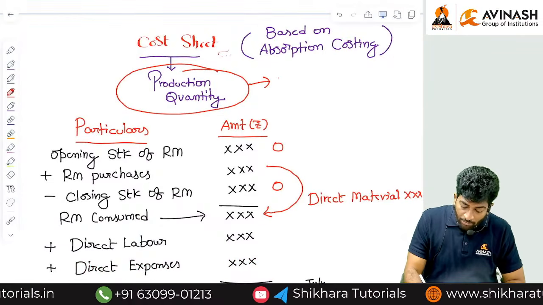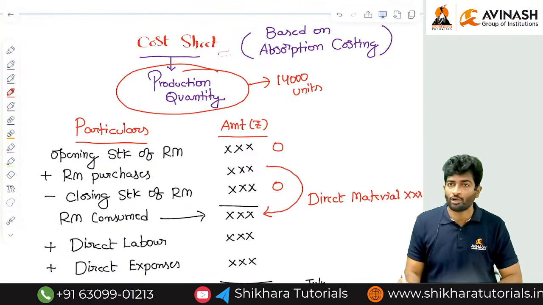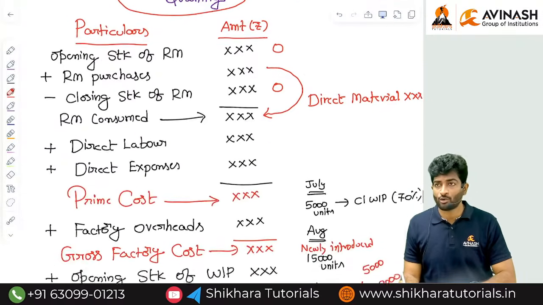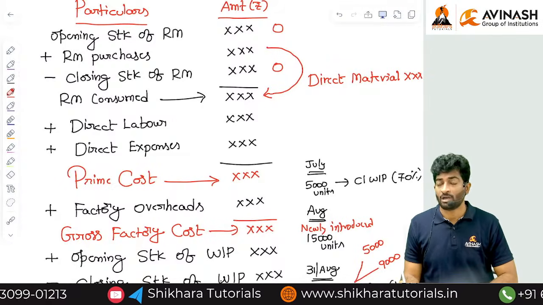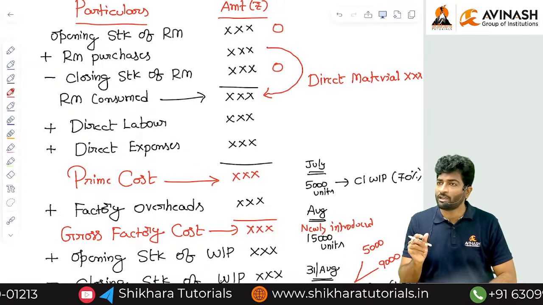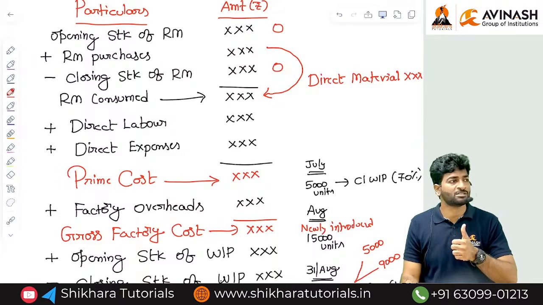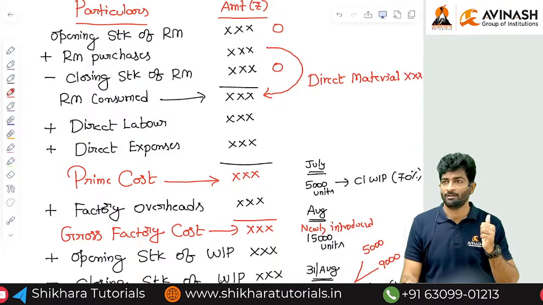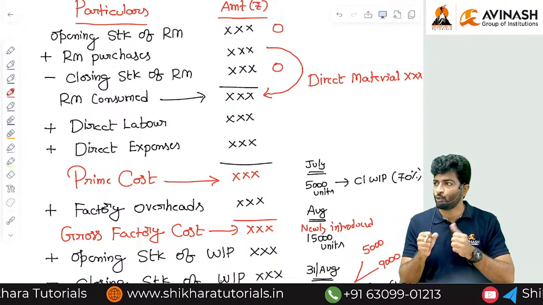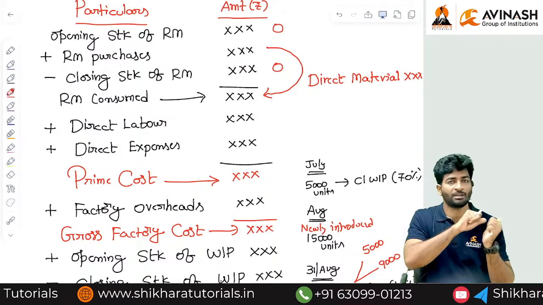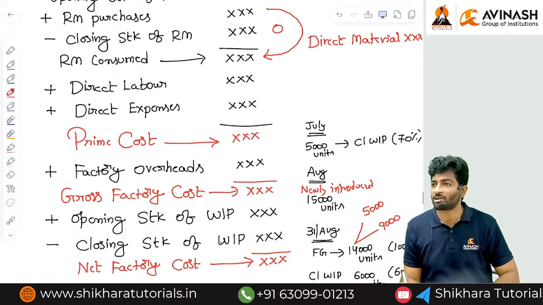And you want to prepare the cost sheet of fully completed units, which is nothing but 14,000 units. In this 14,000 units, you have 5,000 units, right? But in this August month, you have incurred only 30% of that 5,000 units cost. Balance 70% you incurred in July month. If you want to find out 100% cost of that 5,000 units, you need to add 70% cost of the previous period to this cost sheet. Am I correct or not? That is the reason I'm adding opening stock of WIP.